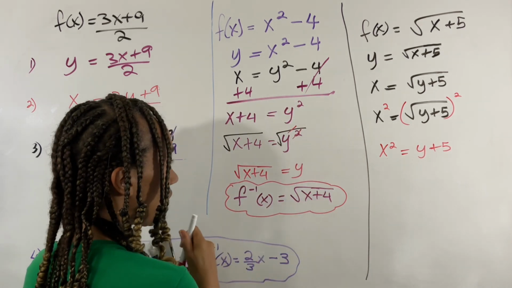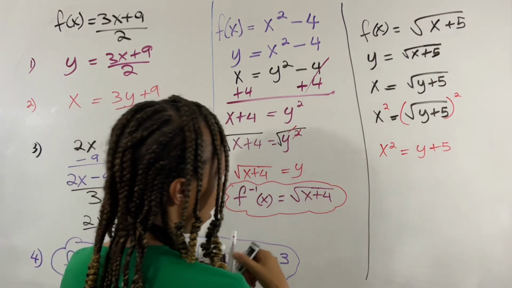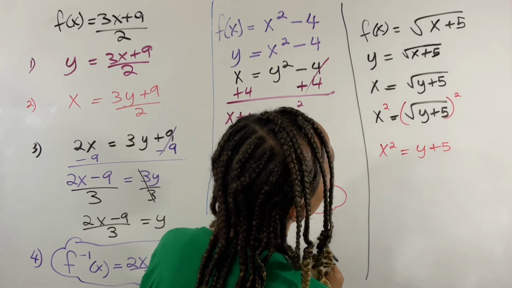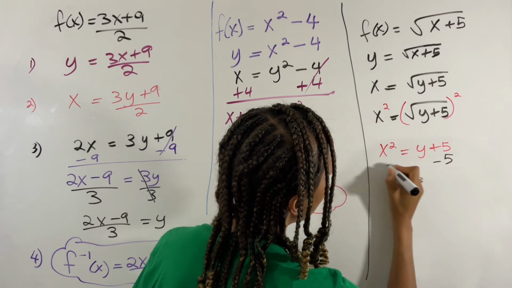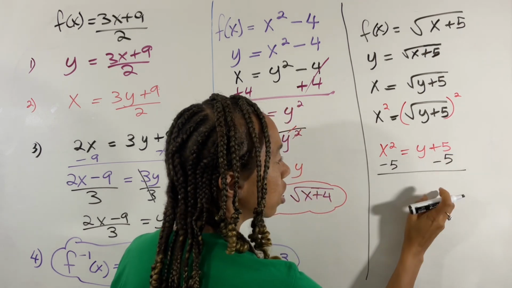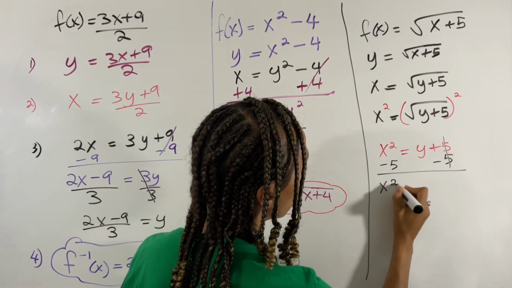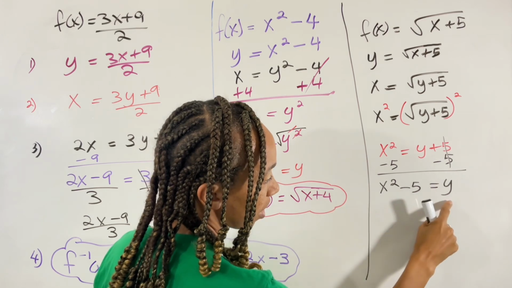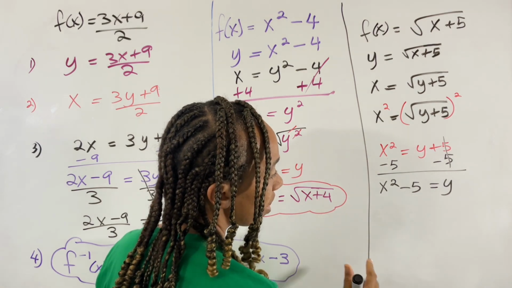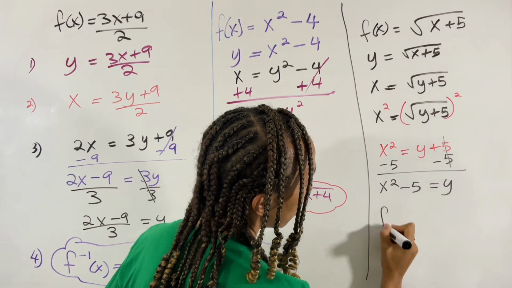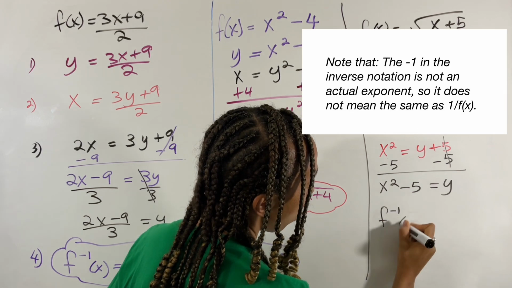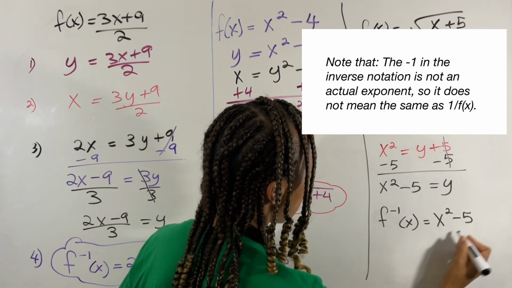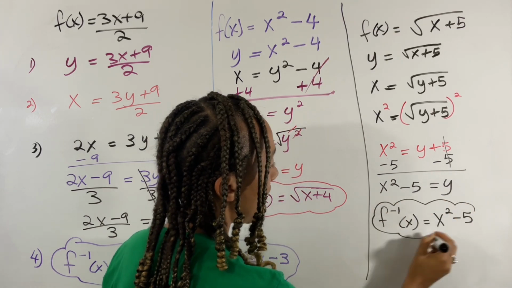You're not finished because y is still not by itself. You have 5 that is being added onto the y. So we need to get rid of it, and the inverse there is to subtract. And we will have x squared minus 5 equal y. The next step is that we're going to rewrite the equation using the inverse notation, which is f exponent negative 1 of x equal x squared minus 5. And that is your final answer.